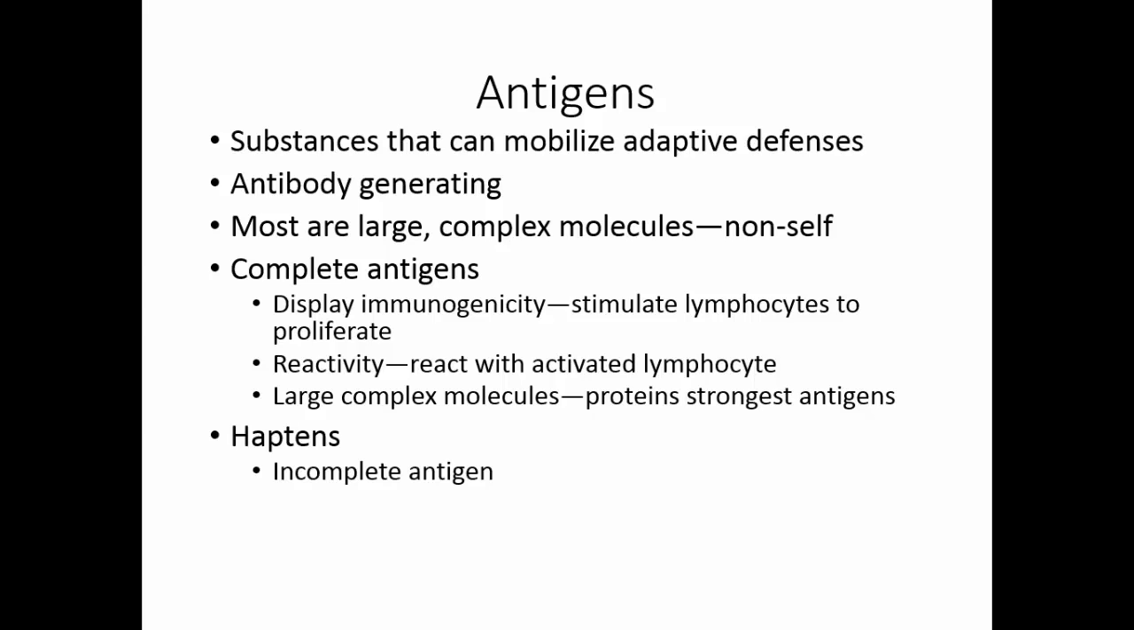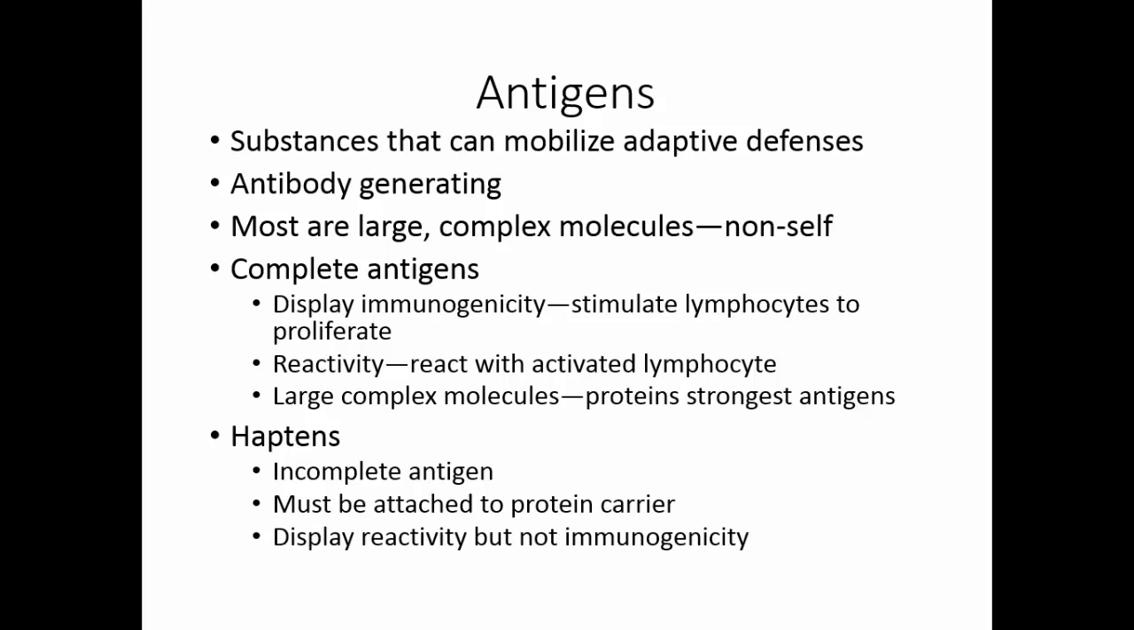Haptens are incomplete antigens. They have to be attached to a protein carrier to make them large enough to display all the properties of a complete antigen. A hapten will display reactivity. It will react with an activated lymphocyte, but it is too small to display immunogenicity. That is, it can't stimulate lymphocytes to divide. When it's attached to its protein carrier, then it is like a complete antigen.